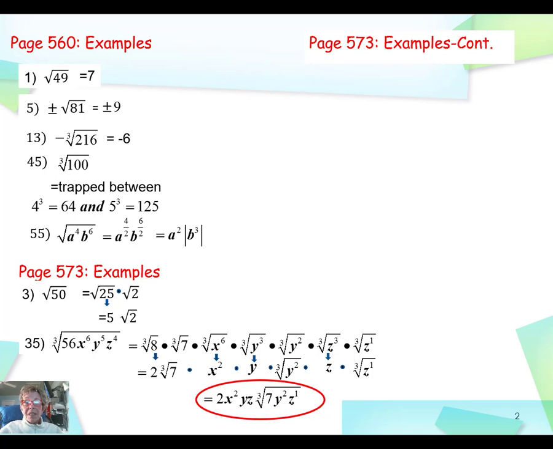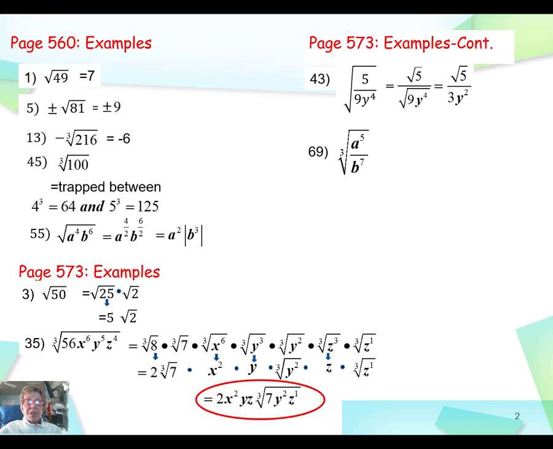Continuing with some more examples from 573, now I'm going to look at a radical quotient. Radical quotients can be broken down into the radical in the numerator and the radical in the denominator. And in this case, our denominator is a perfect square. So the square root of 9 is 3, and the square root of y to the fourth is y squared.